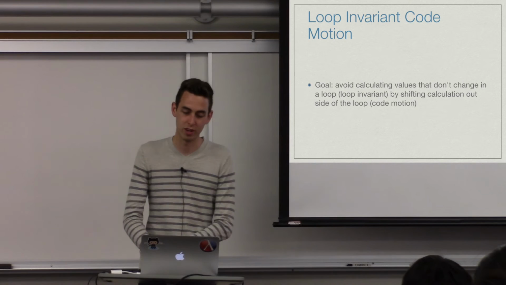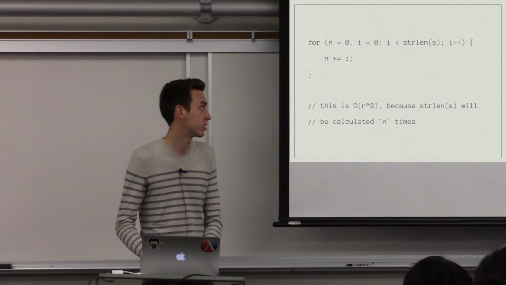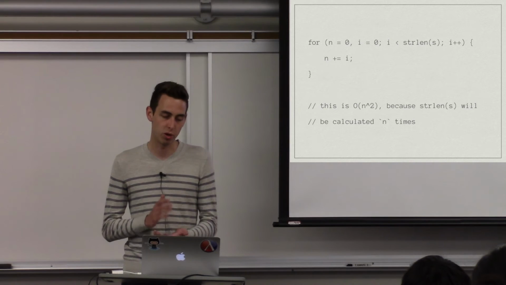And another really awesome one is called loop invariant code motion, which is a really fancy name for taking things outside of loops that you would otherwise have to recalculate. The canonical example is a trivial for loop where i is equal to 0, i is less than the length of a string, i plus plus. This is actually O(n squared) because strlen has to be called n times, which means you're going to be recalculating it every time you go through the loop.